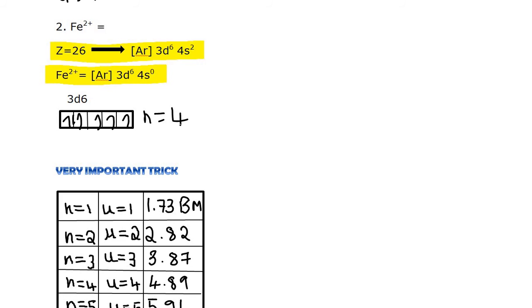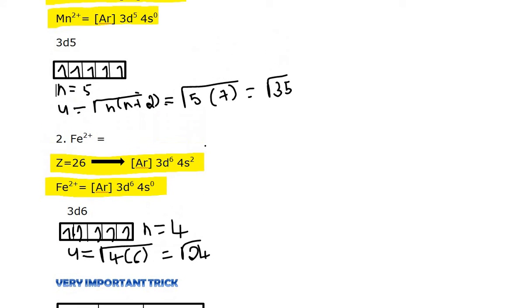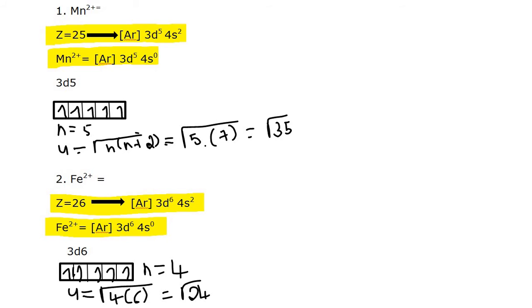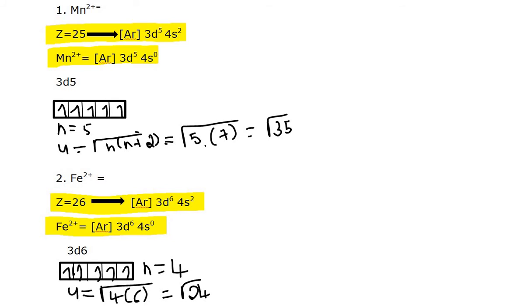Now using the formula mu is equal to square root of n into n plus 2, in the place of n just write 4. 4 plus 2 is 6, so you will get square root of 24. If a calculator is there, you can easily calculate. In case a calculator is not there, it will be time consuming and very difficult to calculate all those.